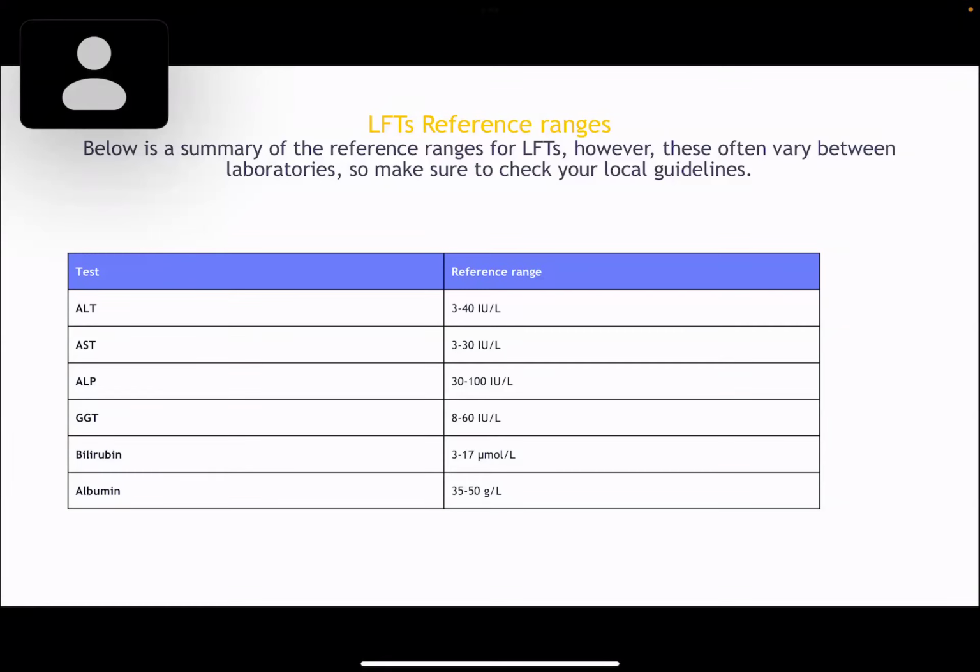So this table shows the reference range of the important elements of liver function tests. When interpreting a liver function test, you should stick to the reference range provided by the lab which performs the test. It is mandatory to depend on that because there are variations between labs regarding reference ranges in many lab studies, including liver function tests.